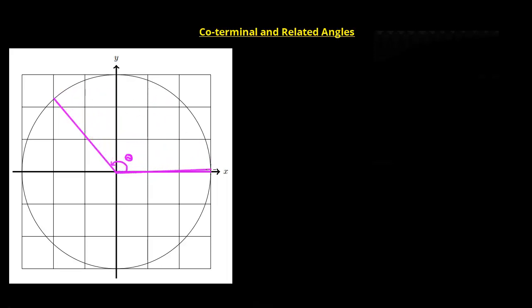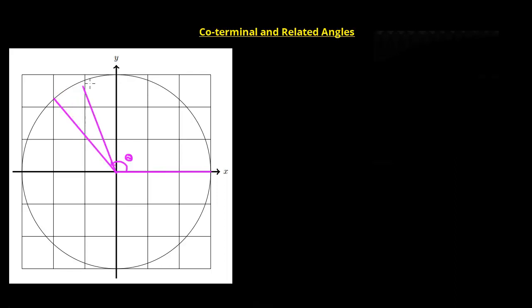Now let's say that we went the other way, 360 minus theta degrees. That would bring us to the exact same terminal arm. So this angle as well that I just drew, the one from here to here, would be coterminal as well.